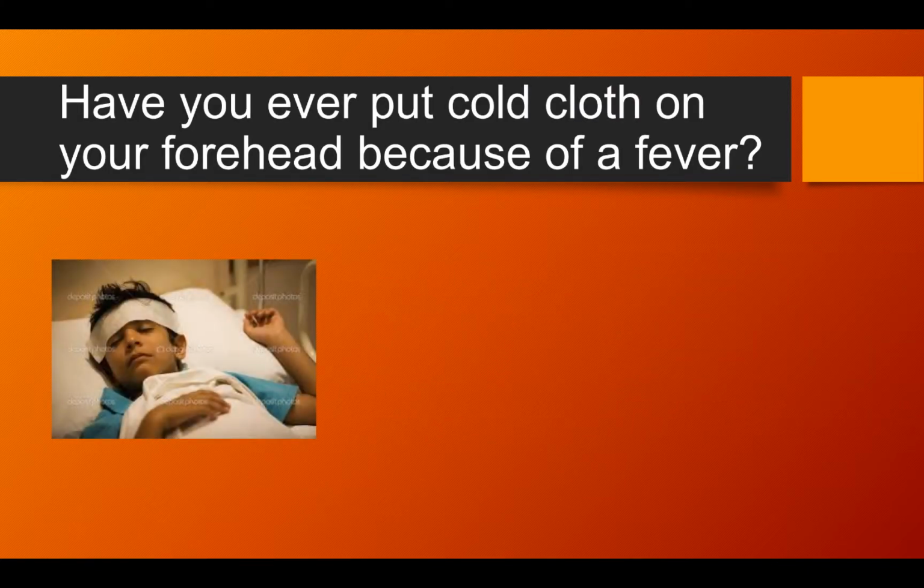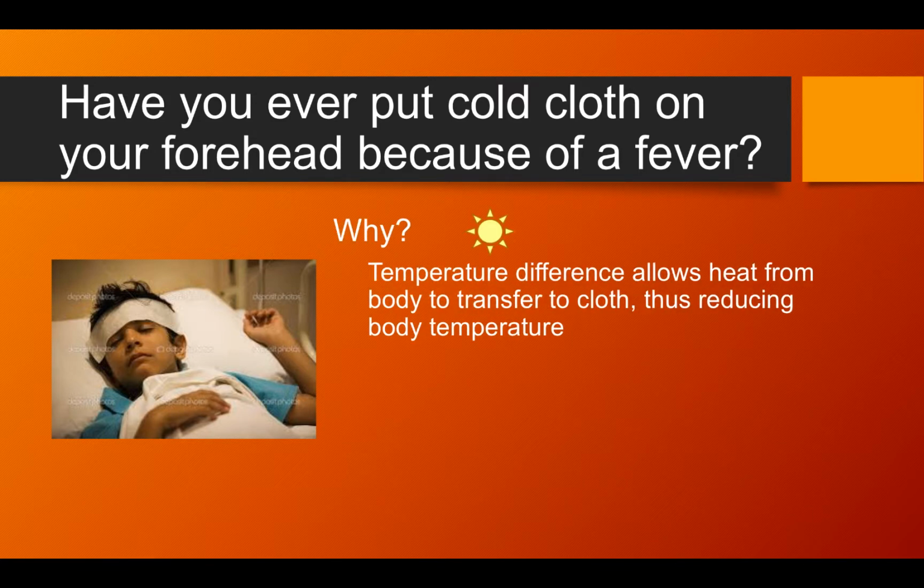Have you ever put a cold cloth on your forehead because of a fever? And why would you do that? Well, it's the same reason. The temperature difference allows heat from your body to transfer to the cooler cloth, thus reducing your body temperature. Probably sitting in a bath of ice water would be even better.